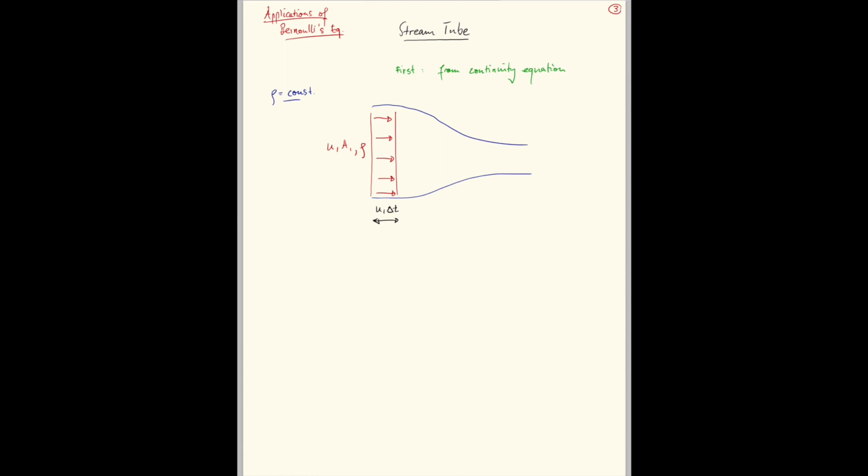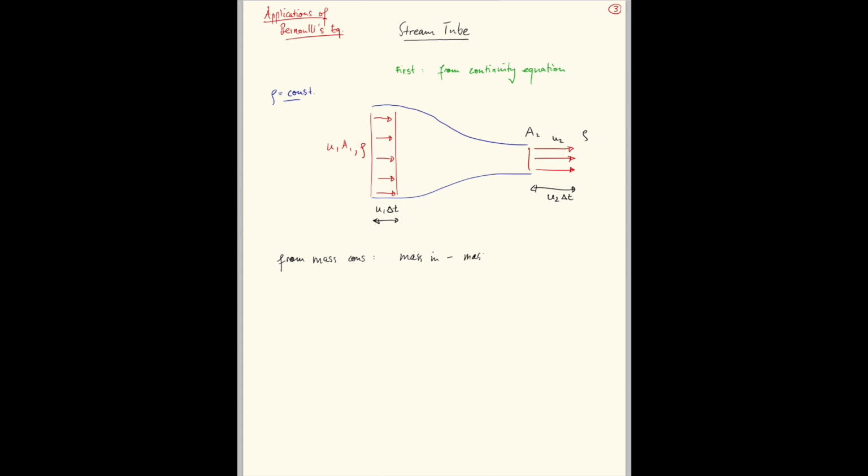Now that is at the inlet. At the outlet, the water is going to have to flow a lot faster since the cross-section is smaller. So now here we will have a distance u2 delta t, where the cross-section is a2, the velocity is u2, and the density is the same rho. And then we know from mass conservation that simply the mass in has to be the mass out.